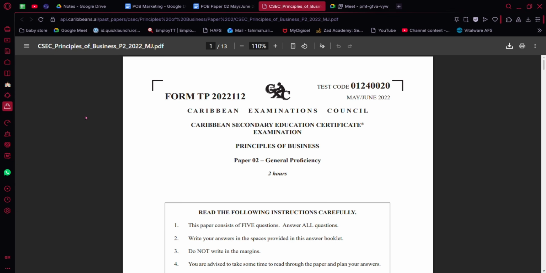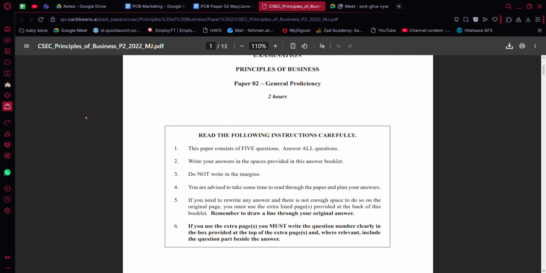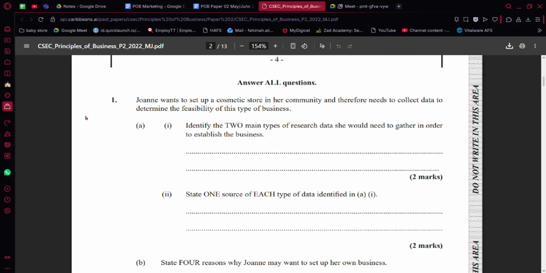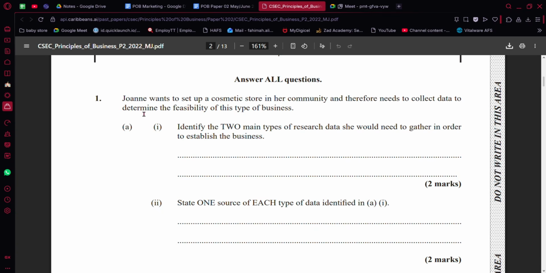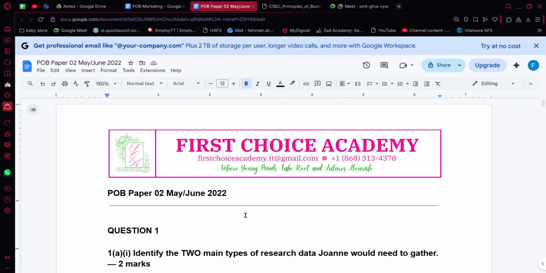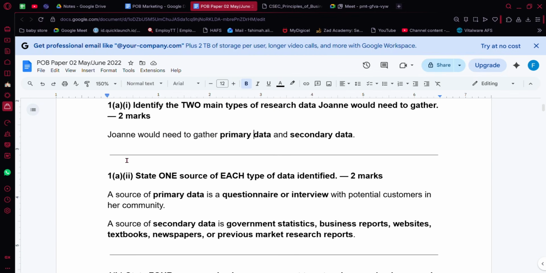In this video, we are going to look at the May-June 2022 POB Paper 2. Our first question is, Joanne wants to set up a cosmetic store in her community and therefore needs to collect data to determine the feasibility of this type of business. Identify the two main types of research data she would need to gather in order to establish the business. Our answer is, Joanne would need to gather primary data and secondary data.